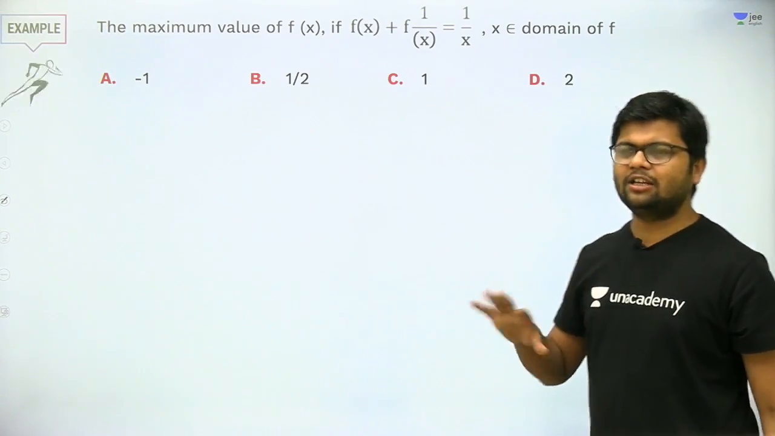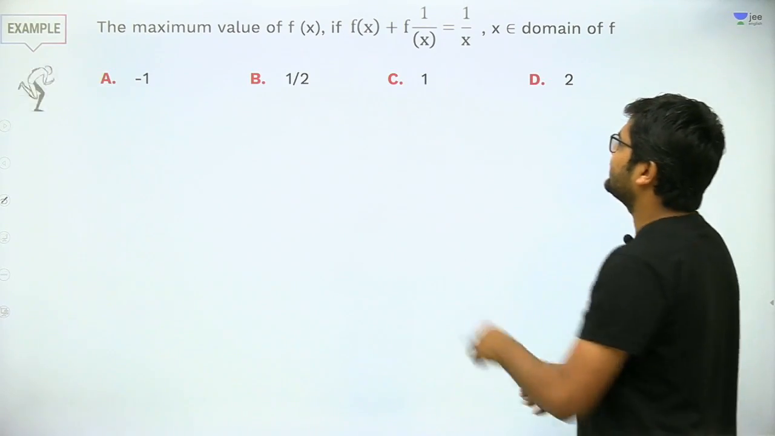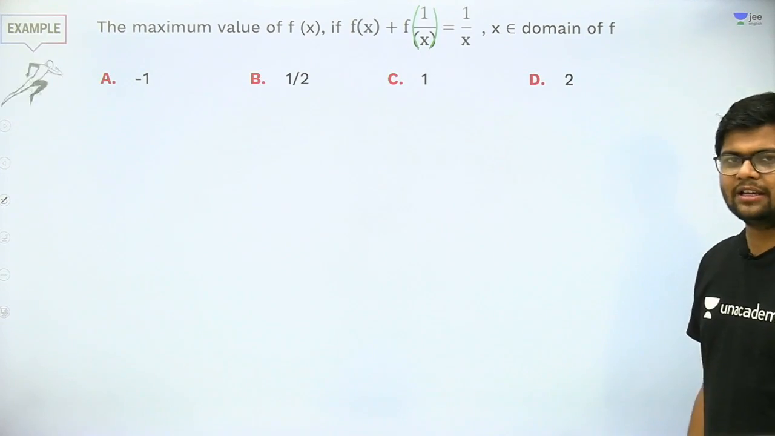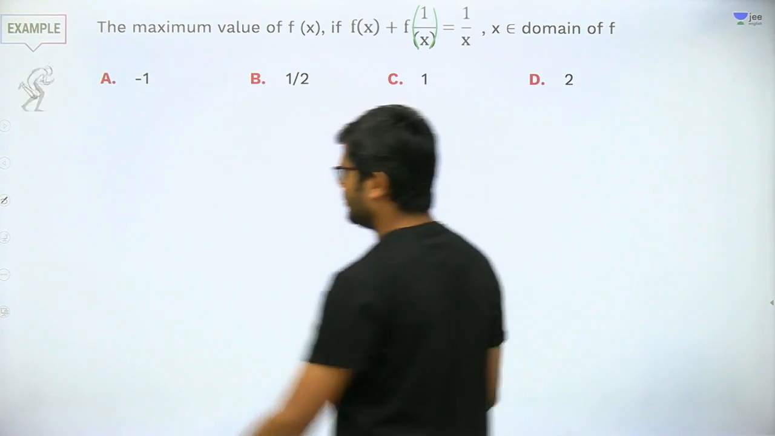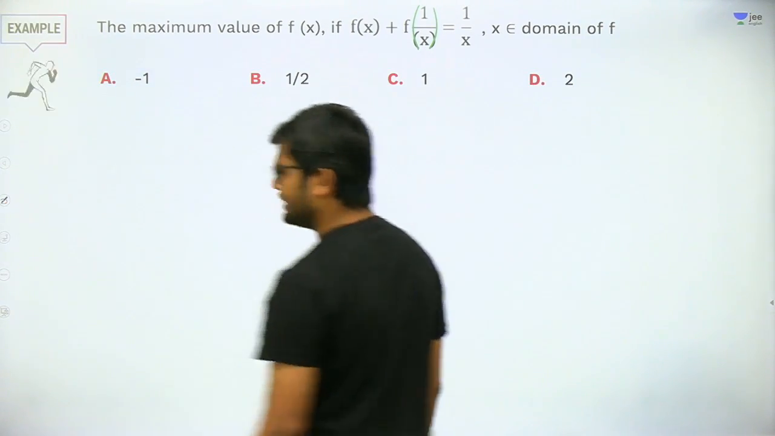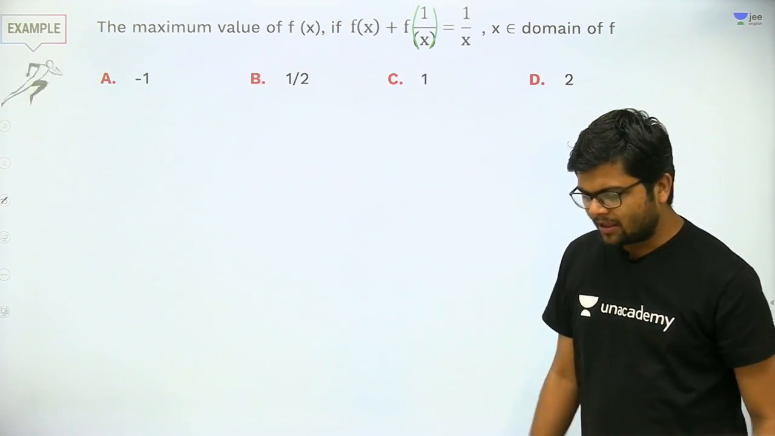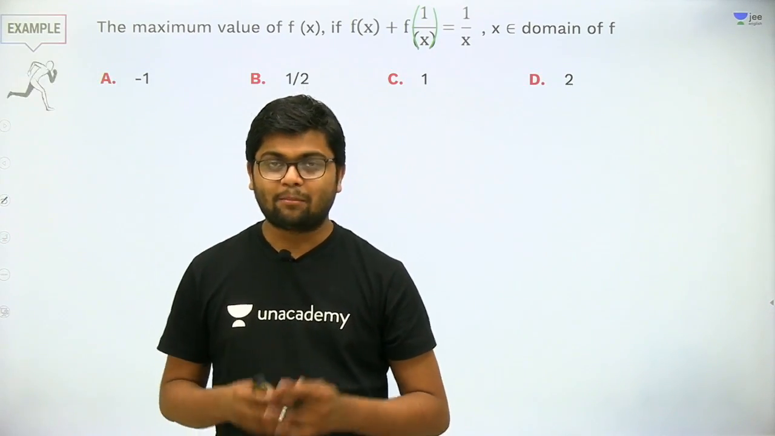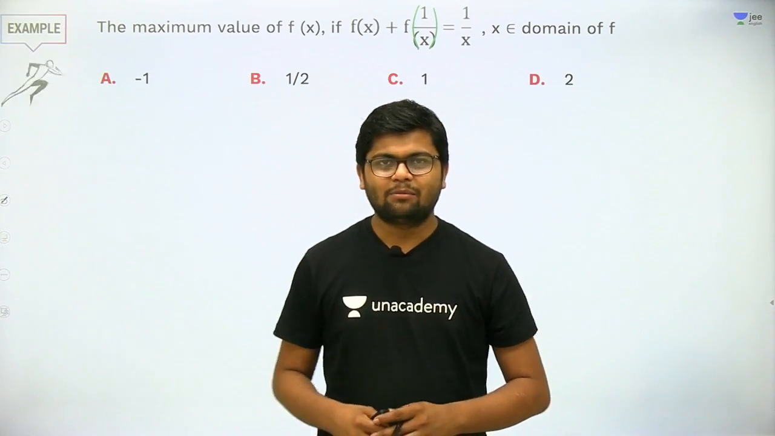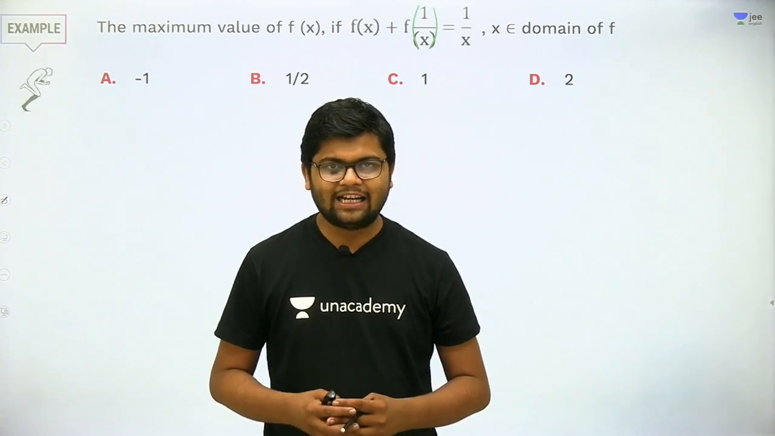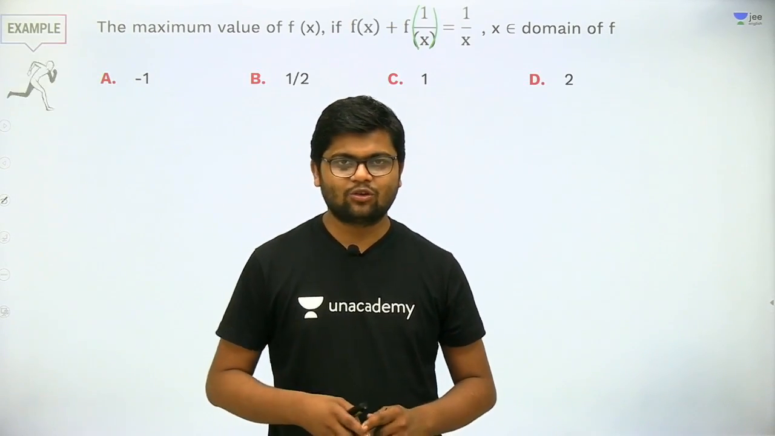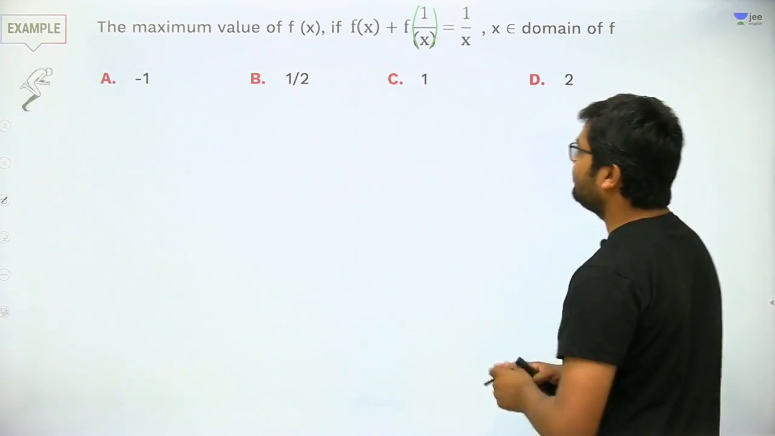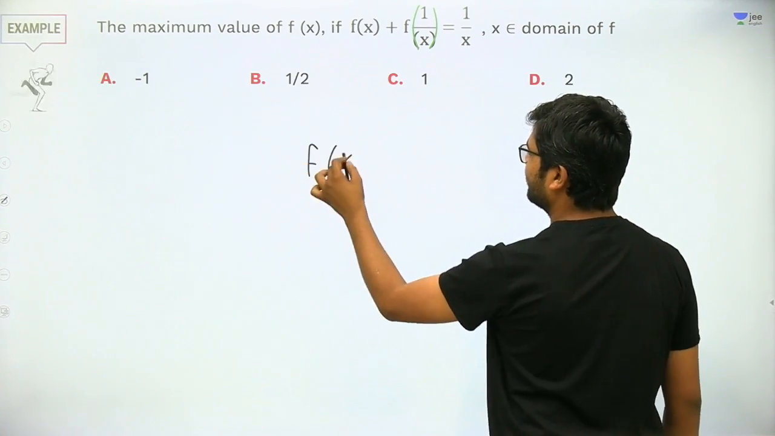Maximum value of f(x) if f(x) plus f of 1 by x equals 1 by x. This you have to solve. Students generally solve this type of question by putting x equal to 1 by x, so that f(x) will come. But in this question f(x) will not come, because the coefficients of f(x) and f of 1 by x are the same. So you cannot eliminate any of them. Therefore these questions become tricky.